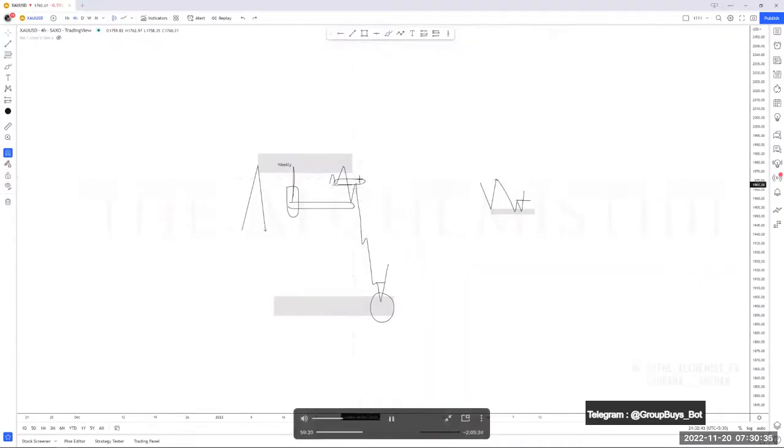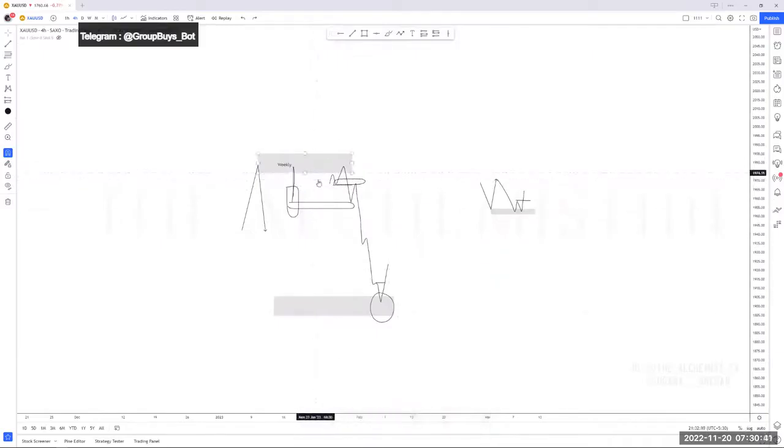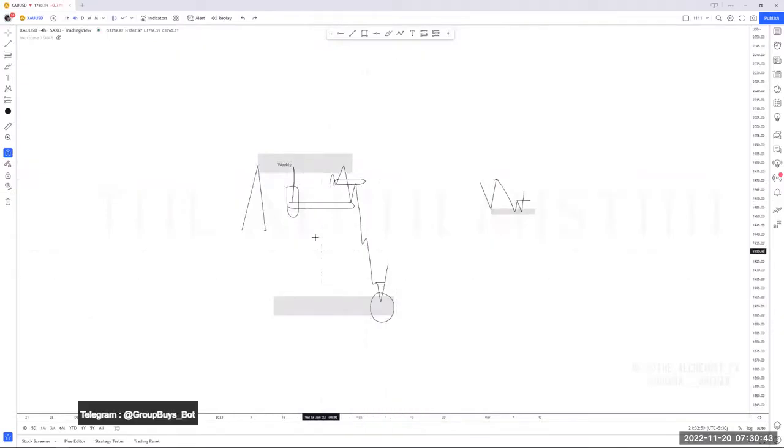This will increase your win rate a lot. So that's about the storyline. Weekly to weekly, you will have daily obstacles. Monthly to monthly, you will have weekly obstacles. Daily to daily, you will have 4-hour obstacles.